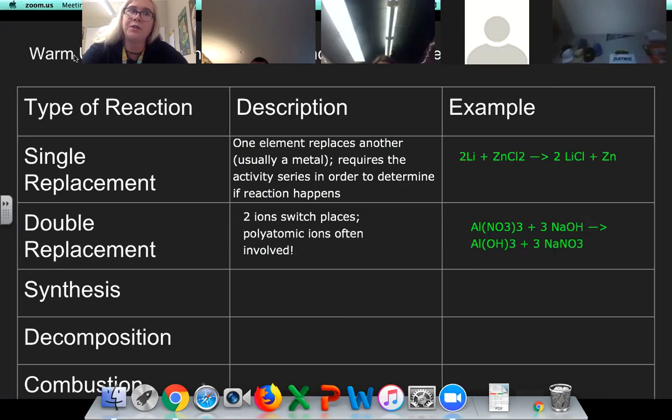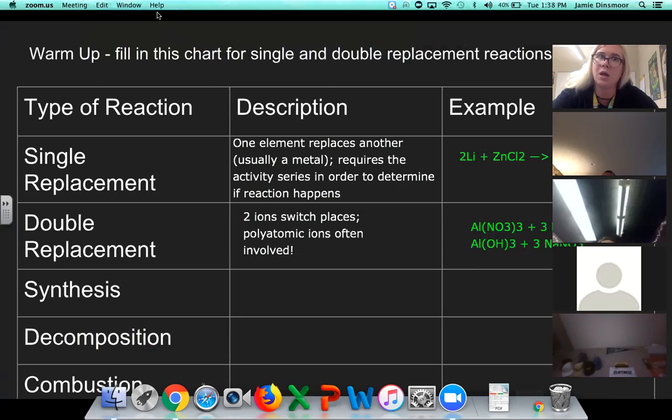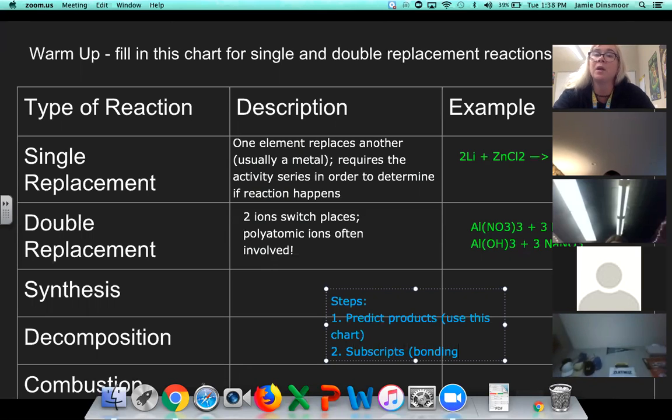So also recall our steps from last week, which you'll use for a large portion of the class. I'm going to write these over here. They're not actually synthesis, but steps include predict products, which would be using this chart. Then subscripts, which come from bonding, then balance your equation.